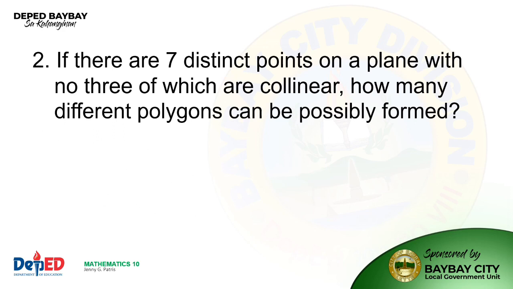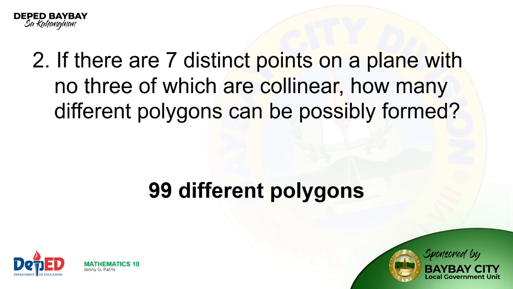Number 2. If there are 7 distinct points on a plane, with no 3 of which are collinear, how many different polygons can possibly be formed? You are given a few seconds to answer. If your answer is 99, then probably you can proceed to the next problem.